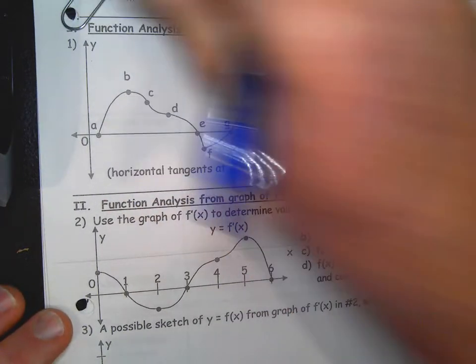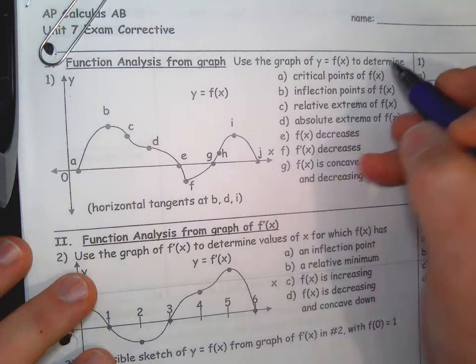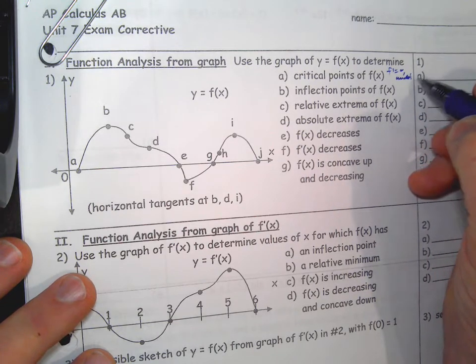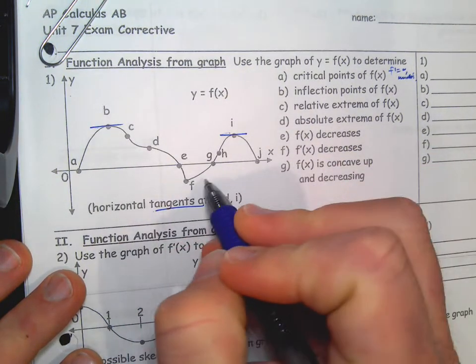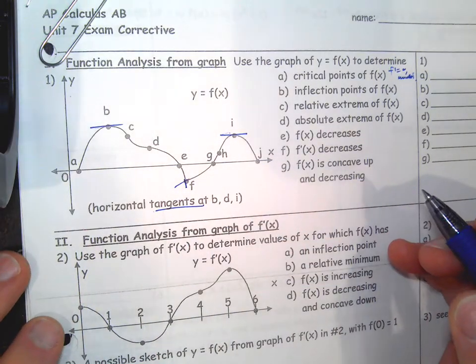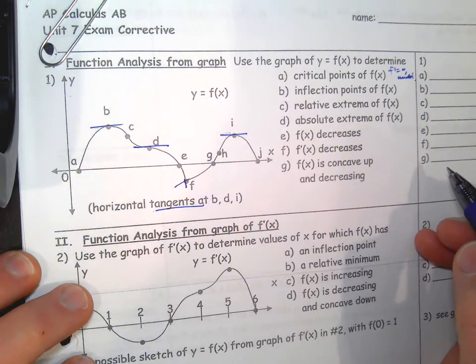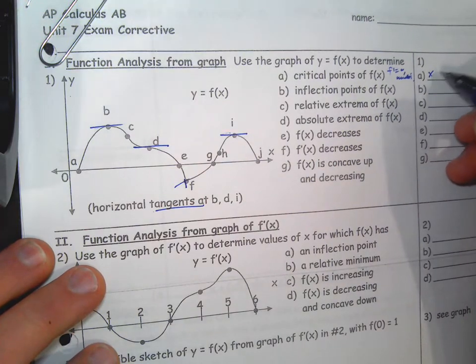All right, so let's see. First problem, just looking at the graph. Critical points are where f prime equals 0 or undefined. So they're nice flat hills. We have horizontal tangents or a cusp or a point where it doesn't exist. They say that there's one at D. So those are all critical points. They don't have to be the top and bottom of the hill. It could be like a plateau. So that's going to be at x equals b, d, f, and I.